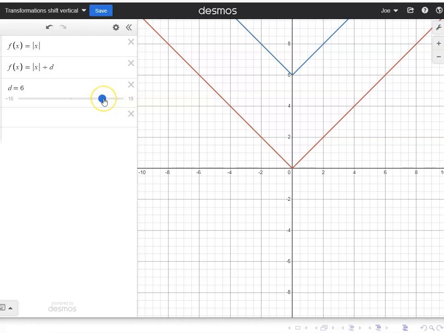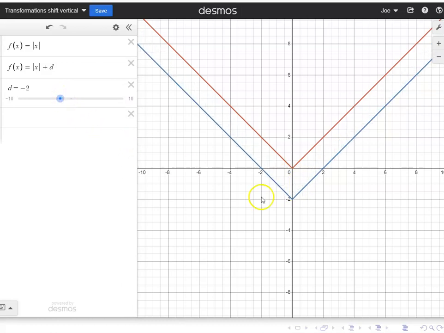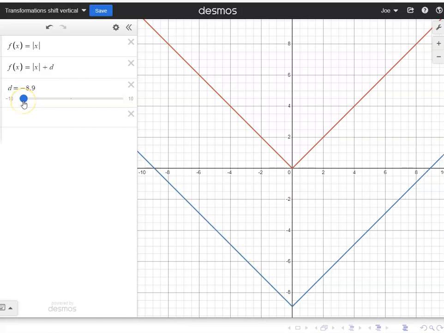All right, so what happens if we go to the left, putting in negative numbers? Let's say we go to -1. If we put in -1 for d, notice that this point that was at the origin is now down at the point (0, -1). Put in -2 for d, we've gone down 2 units. Think about even bigger numbers: maybe we put in -9 for d, we've moved all the way down 9 units.